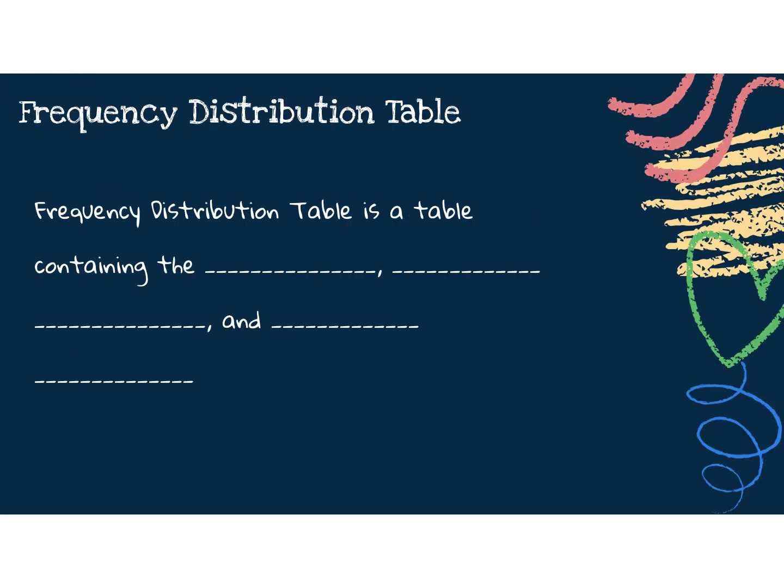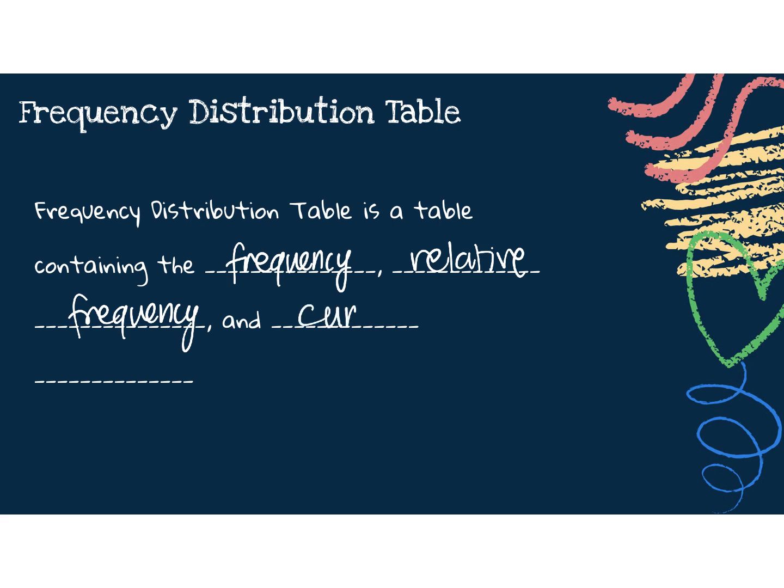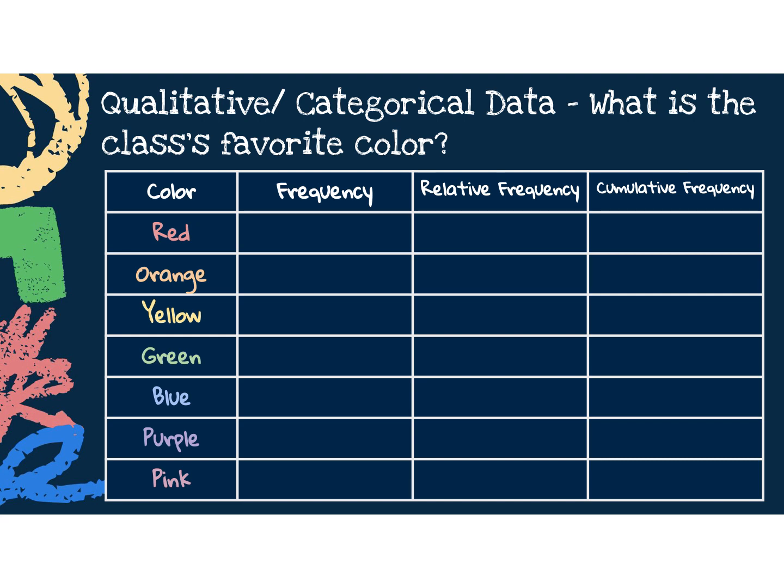So a frequency distribution table is a table containing the frequency, relative frequency, and the cumulative frequency. So here's an example of our frequency table. We are going to look at this categorical data of what is the class's favorite color. So let's give some numbers here. Let's say 5 people like red, 2 people like orange, 1 likes yellow, 3 like green, 4 blue, 2 purple, and 1 pink.